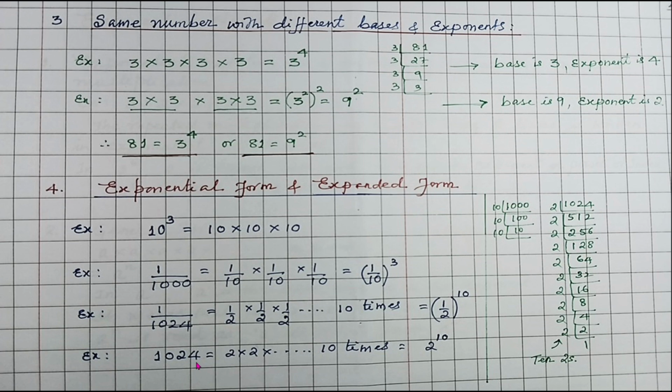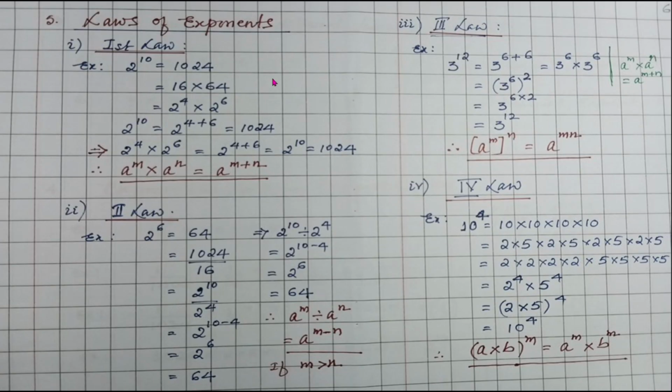Now here 1024 is 2 into 2 into 2 multiplied 10 times, and therefore the exponential form is 2 raised to 10. And to find the exponential form, just divide 1024 by its prime factors. We get this here. We have divided 1024 by 2. We have got 10 2's here, and that is the exponential form of 1024, which is 2 raised to 10. Remember that.